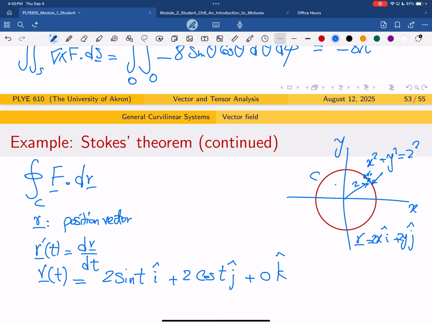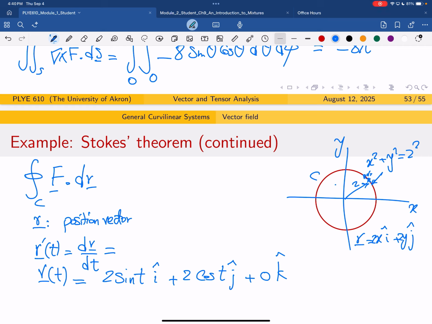For any circle, the coordinates are x, sine theta, and y, cos theta. You can use theta too. That doesn't matter, because I use theta over this, I don't want to use theta. That's the only reason. You can use any variable you want. Okay. So then I'm going to calculate dr dt.